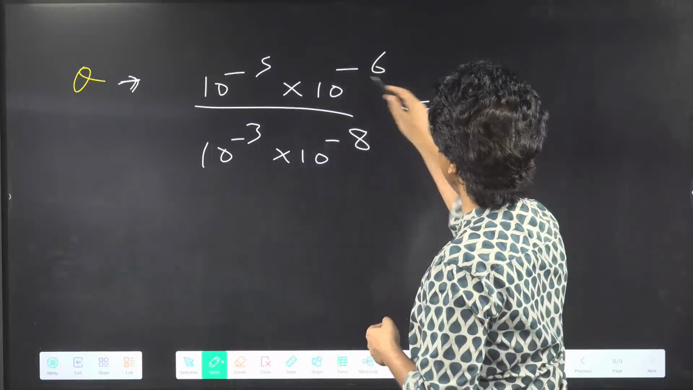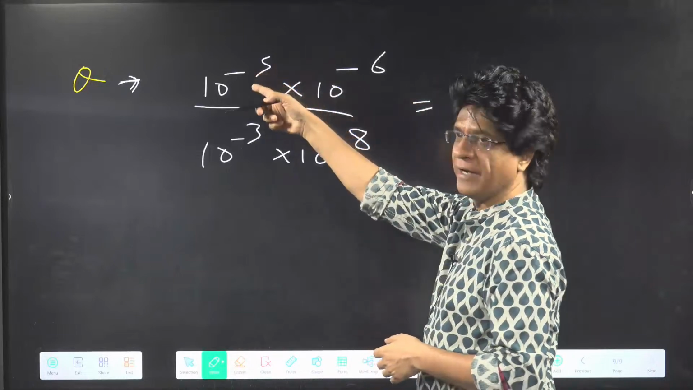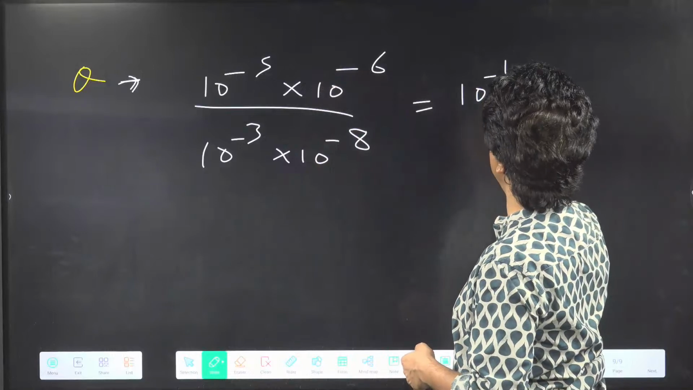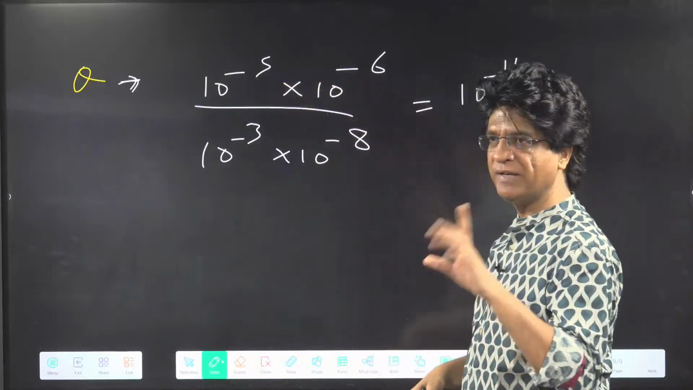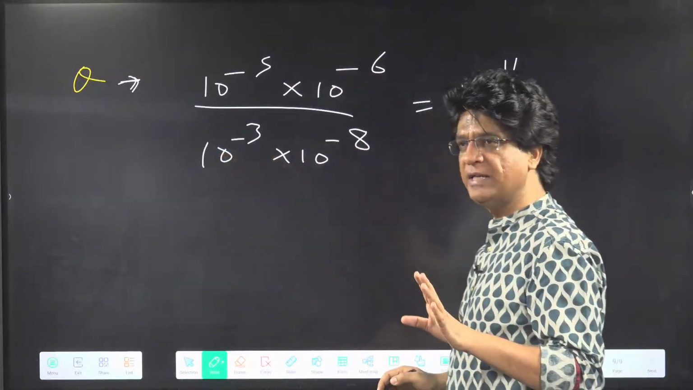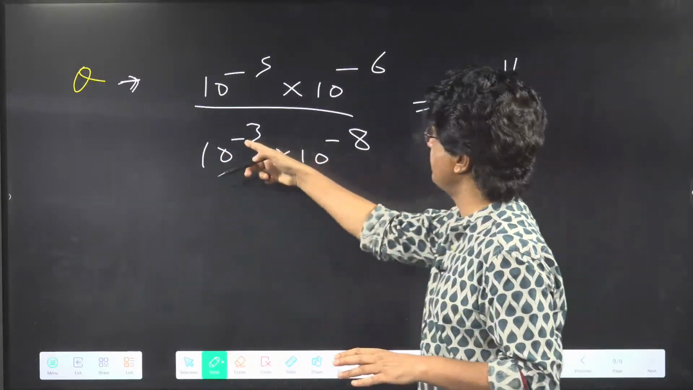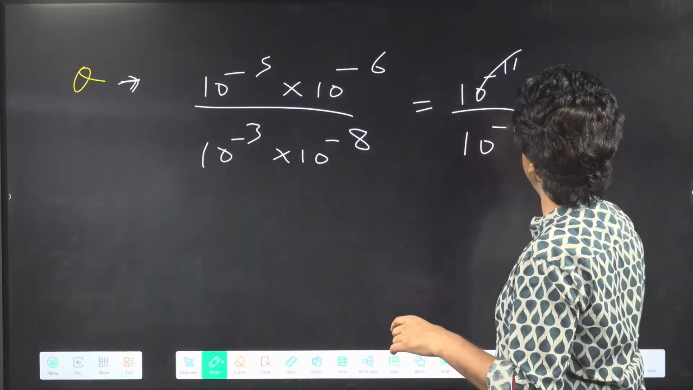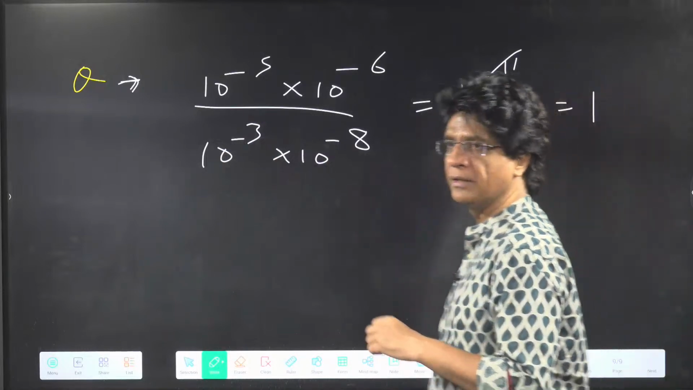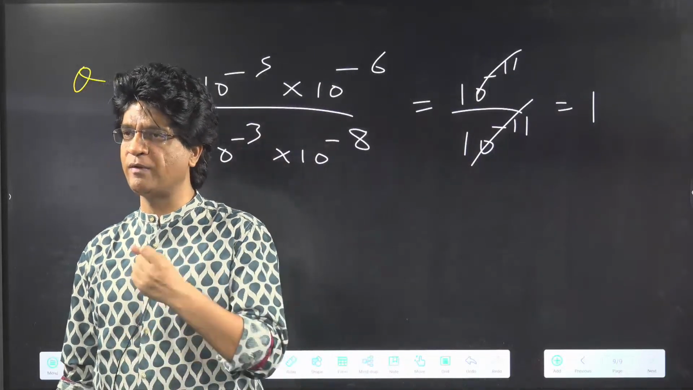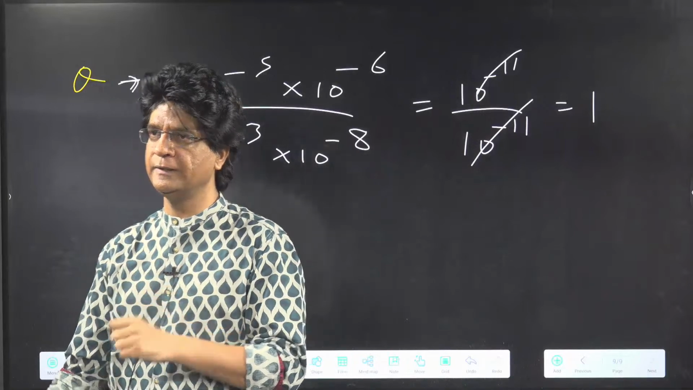So I believe powers can be added now. The base is same, powers can be added. 10 to power of minus 11: minus 5 minus 6 will be minus of 11. And over here, again, the base is same, powers can be easily added. So 10 to power of minus 3 and minus 8 is how much? Minus of 11. So this will be cancelled up. It will be again 1, 10 to power of 0, or you can simply say 1. Anything raised to power of 0 is 1. Getting it?